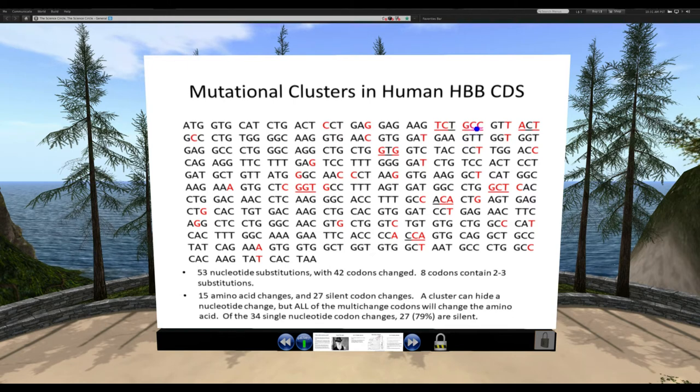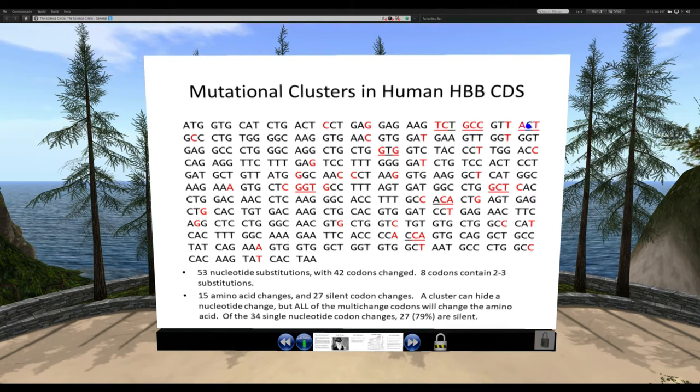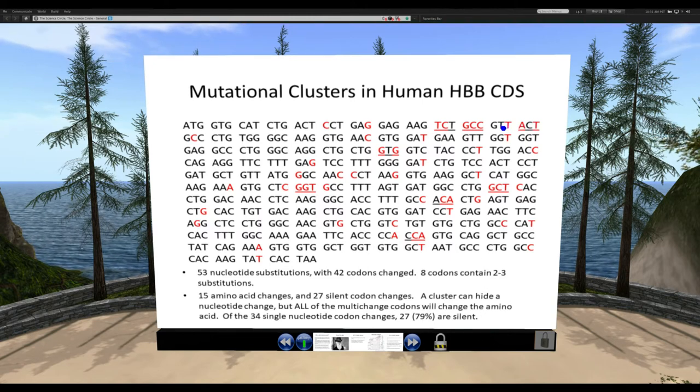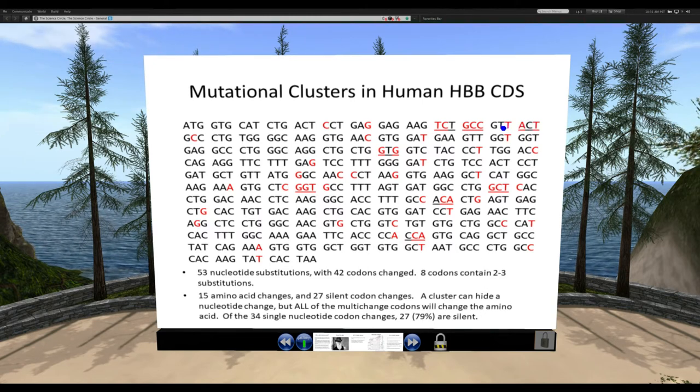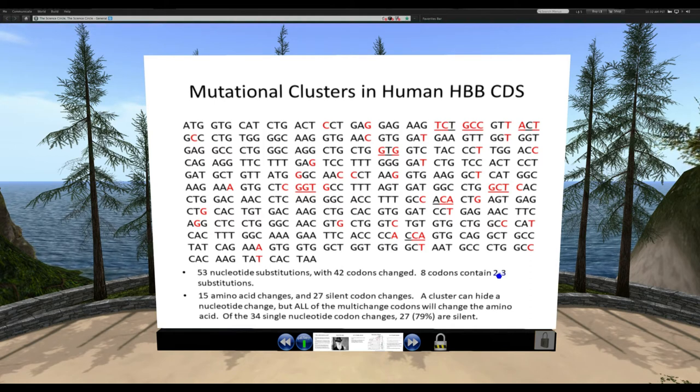For example, there's three changes in this one here. There's two in this one here. There's only one in this one here, so this one's not underlined. Everything not underlined just has a single base change, and the others have either two or three. So of those 53 nucleotide substitutions, only 42 codons are actually changed.